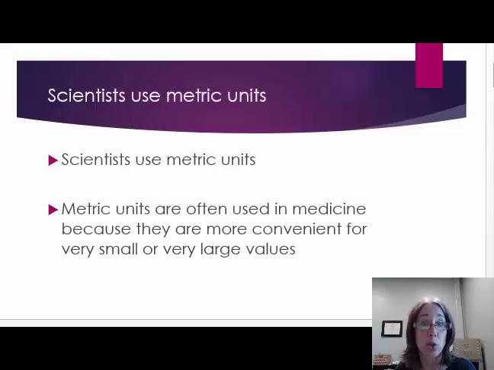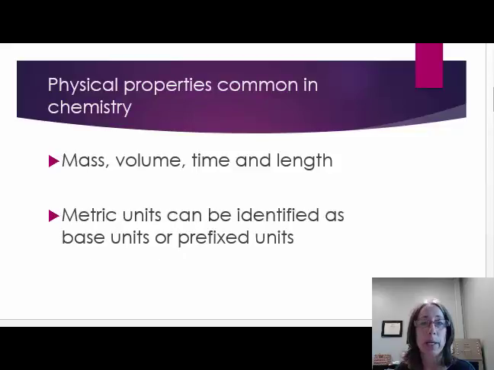All scientists use the metric system, which allows them to have a standard set of references for measurements. Furthermore, since the metric system is based on powers of 10, it is simple to convert between measurements. Finally, the metric system has a wide range of units ranging from extremely small to extremely large. In the chemistry laboratory, the most commonly measured physical properties include mass, volume, time, and occasionally length.